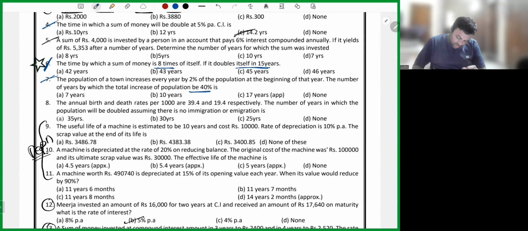Question number 8. The annual birth and death rates per 1,000 people are 39.4 and 19.4. Wow, people taking birth, the people dying. Crazy people. The number of years in which the population will be doubled, assuming that there is no immigration or emigration. Sir, what is this immigration or emigration? Immigration means nobody is coming to town. Emigration means nobody is leaving the town.